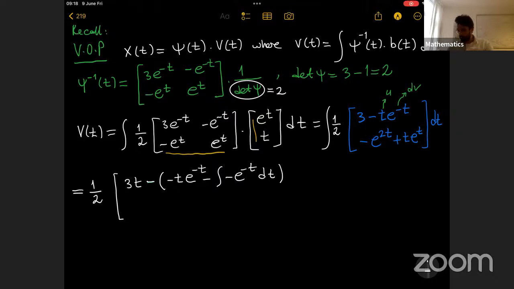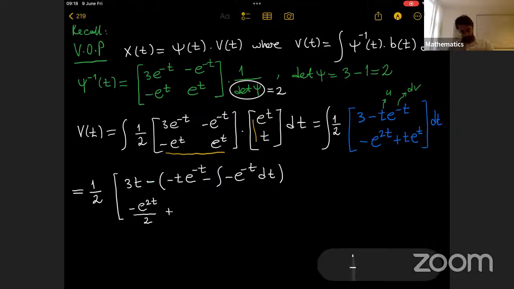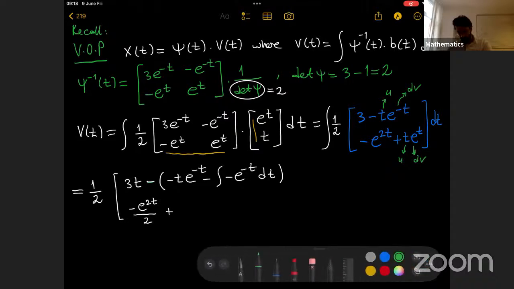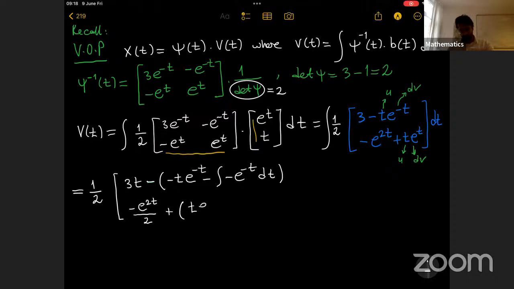And the other one is minus e to the 2t over 2. Again, we use integration by parts for this one. Now say this is u, this is dv, like in the previous one. So we will get basically t times e to the t minus the integral of e to the t dt. Okay.